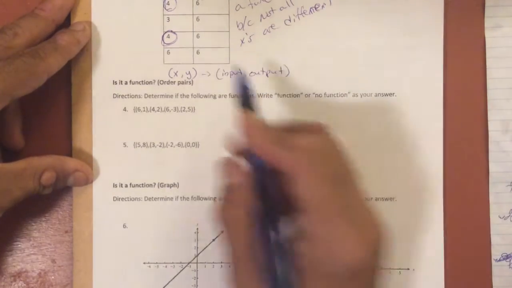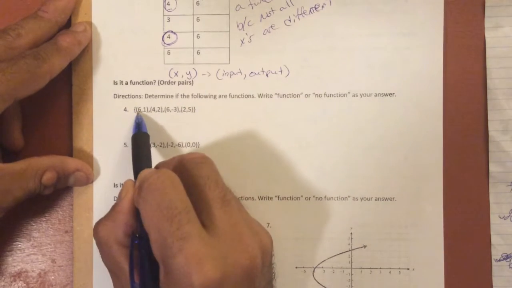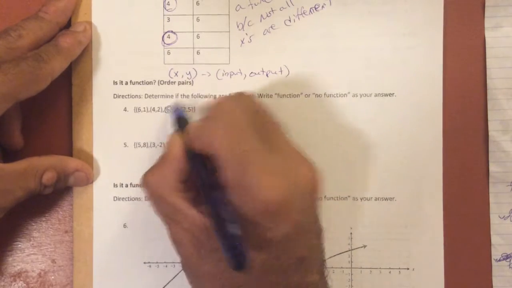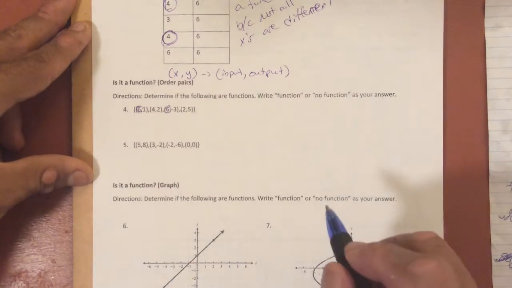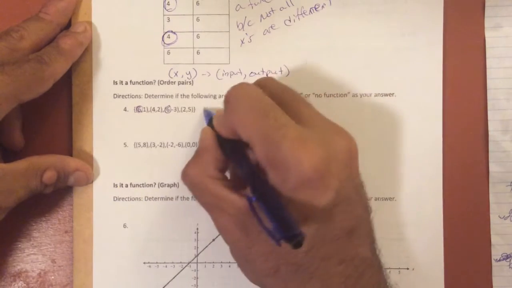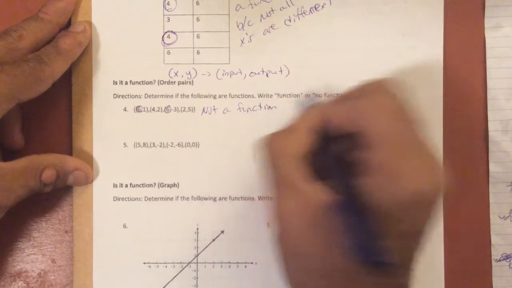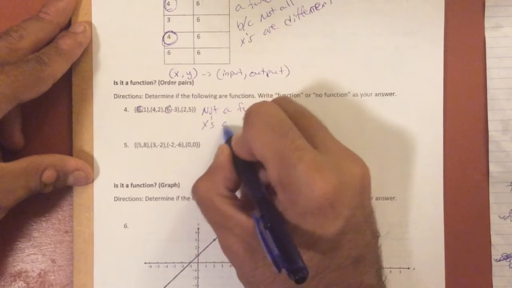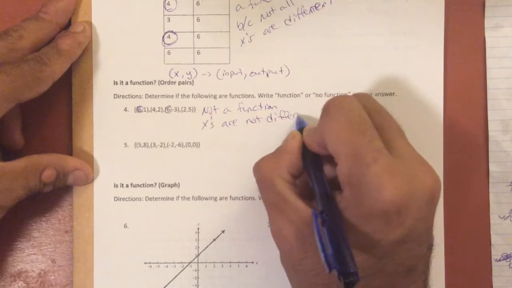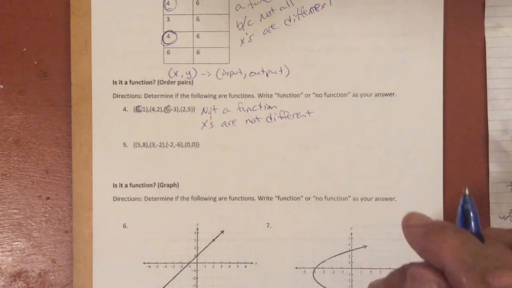Okay? So let's determine, are all my x's different? Well, there's a 6, there's a 4, there's a 6. There it is. It repeats. That's all I need for it to repeat once. So because the x's are not different, it's not a function. Not a function. X's are not different. So all the x's have to be different for it to be a function.